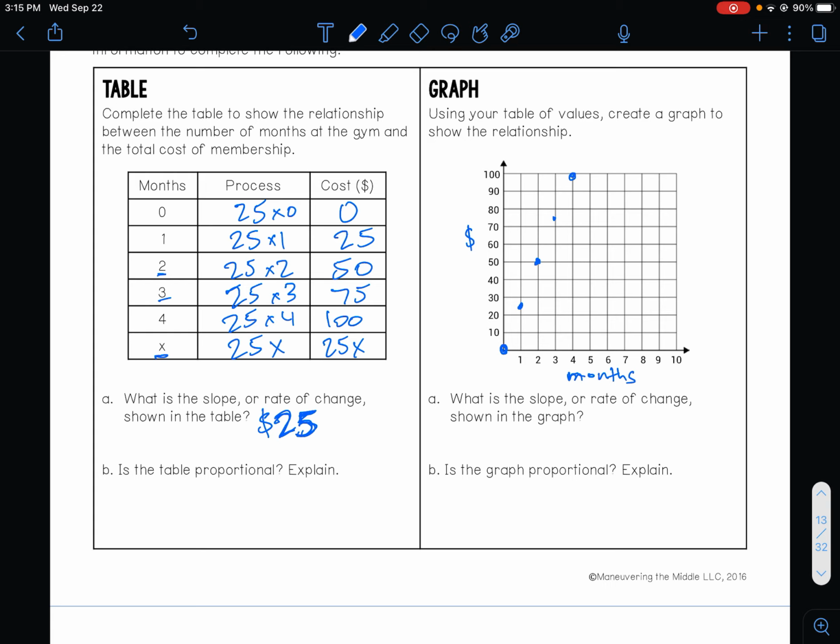And if we draw a line through that, we do get a straight line. Well, I didn't do a very good job of drawing the line through my points. It's not a very straight line either, but close enough.